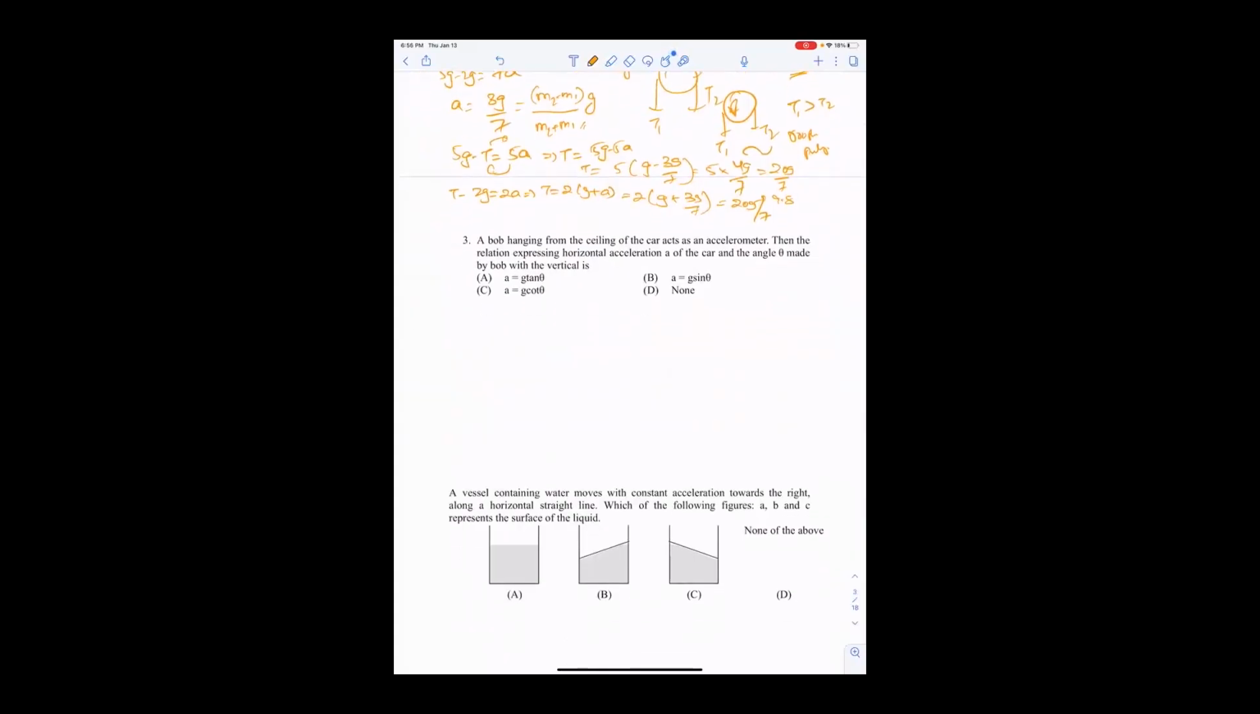Next one: a bob hanging from the ceiling of a car acts as an accelerometer. So there is a bob. What is the meaning of it? If the cart, this is the complete cart, it is hanging. If the cart goes with a, there is a pseudo force ma, and because of weight, mg. If you are inside the cart, you can see the bob goes backside, right?